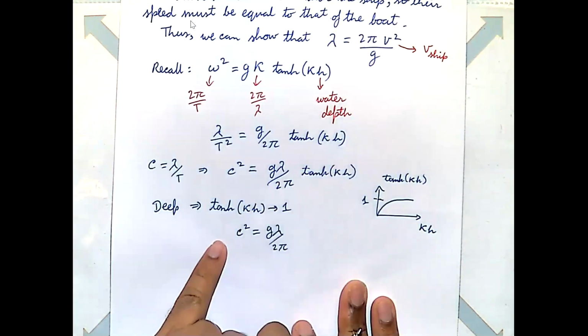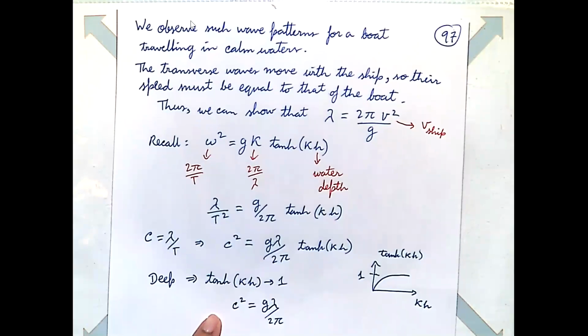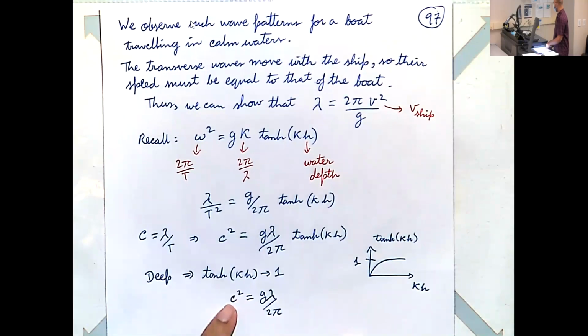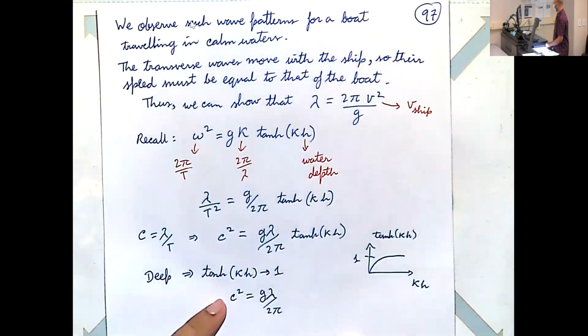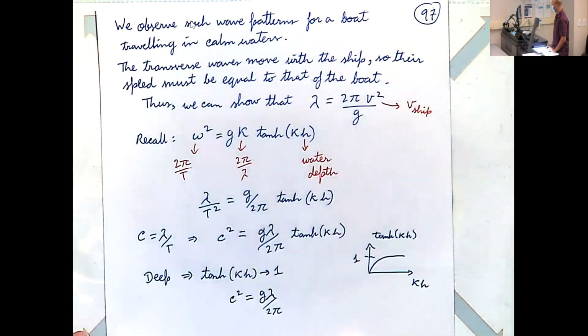Can you show the top part of that page? I'm sorry, man. So celerity of the wave, if you say the wave speed is the same as boat speed, I can replace the c with v ship. Okay, and that's how you get that.